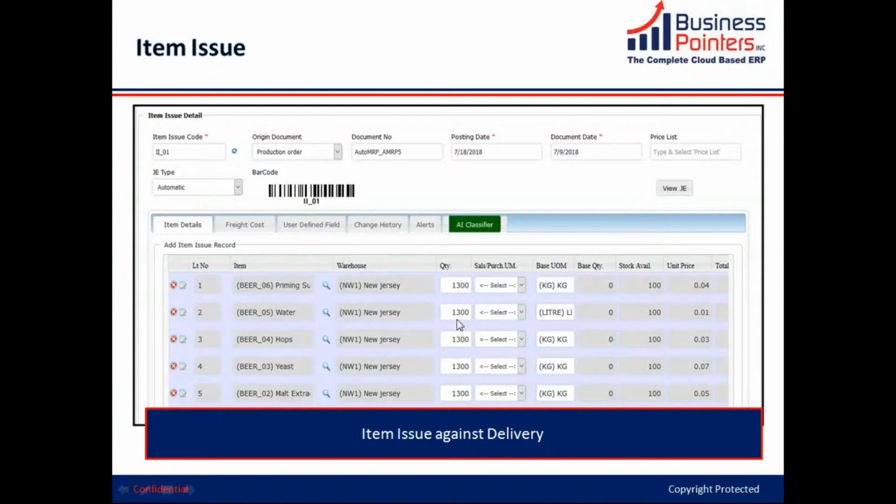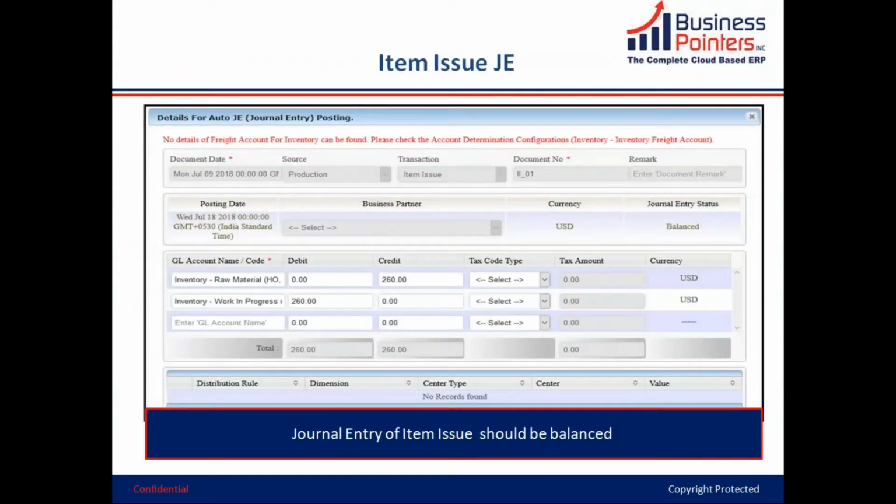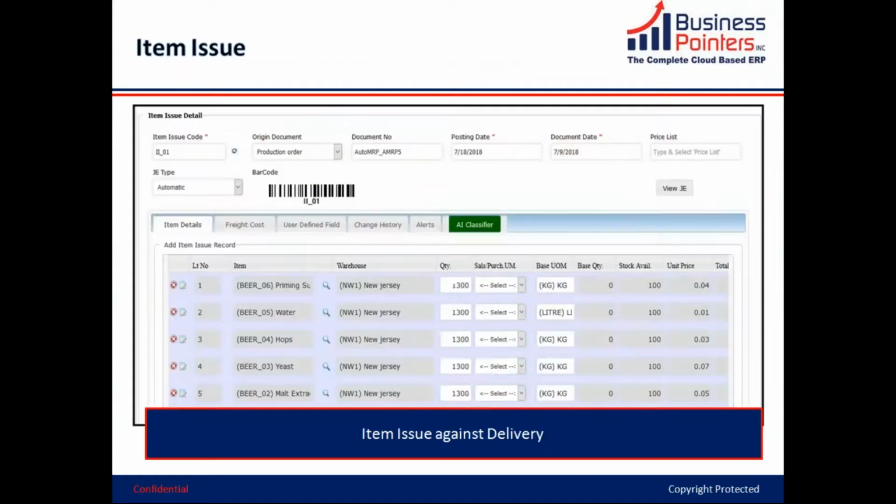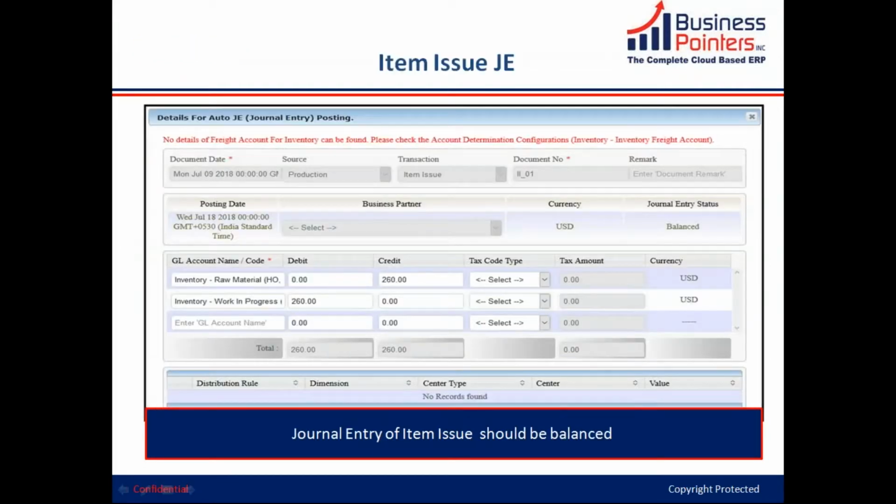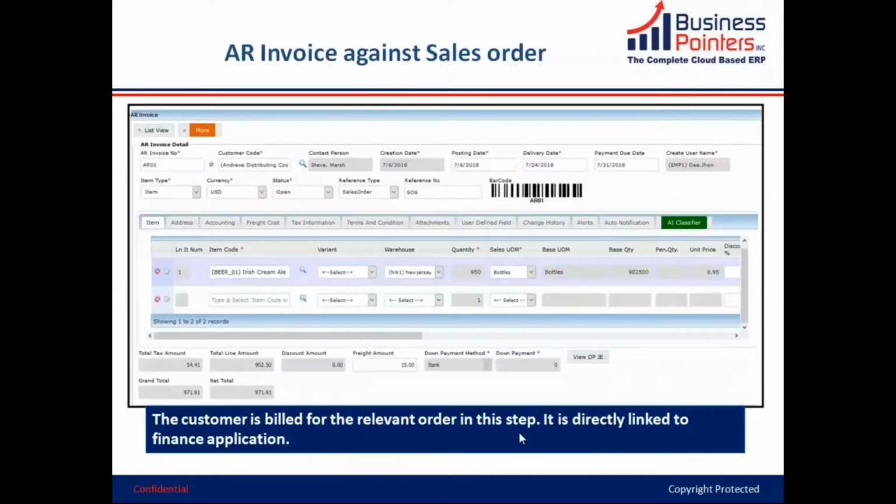So this is the outgoing of raw materials out of the system, or outgoing of products out of the system. So once you do an item issue, the item issue is integrated with the finance module. So when you do an item issue, automatic journal entries get created. So the journal entry of an item issue should be balanced.